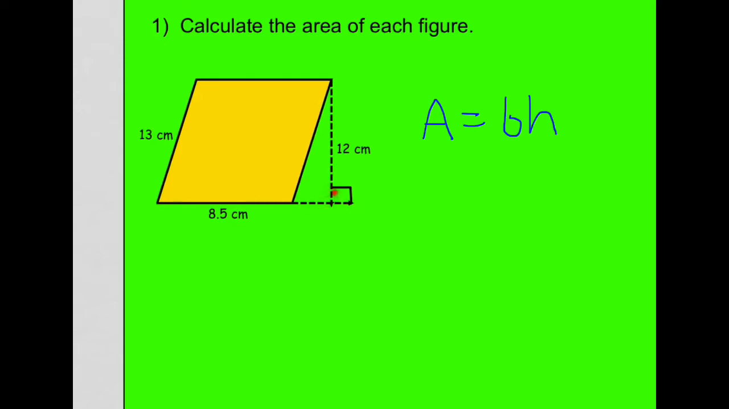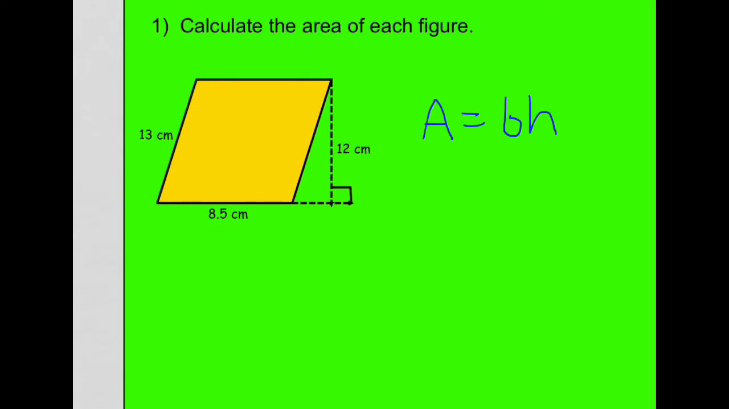I didn't explain what this square is. This square represents a right angle, so you know that this dotted line is at a right angle to the other dotted line, and it's being measured straight up and down, which is what the height needs to be measured as. So the height of this parallelogram, measured straight from the base to the top, is 12 centimeters. And 13 centimeters is just the length of that side, but it's not the height.